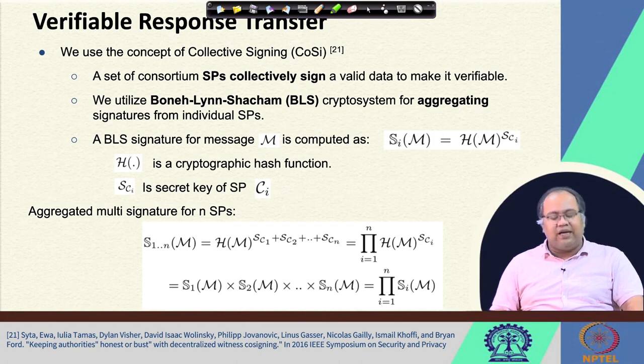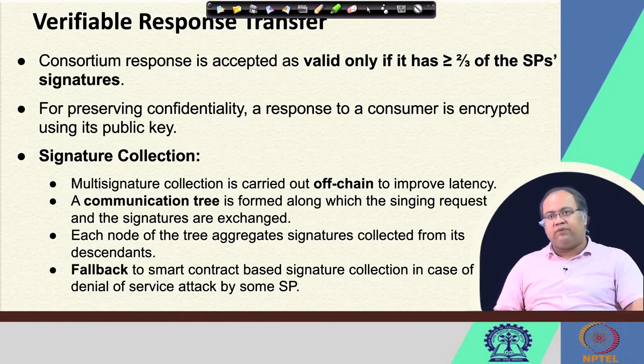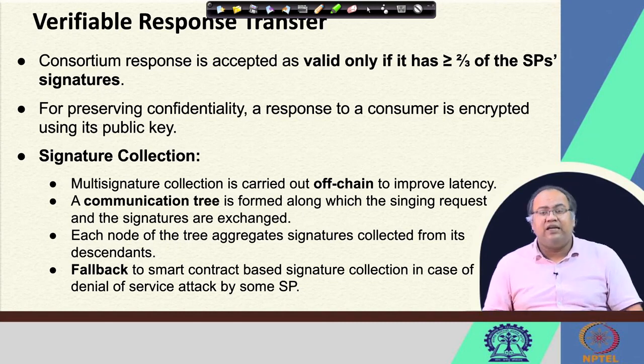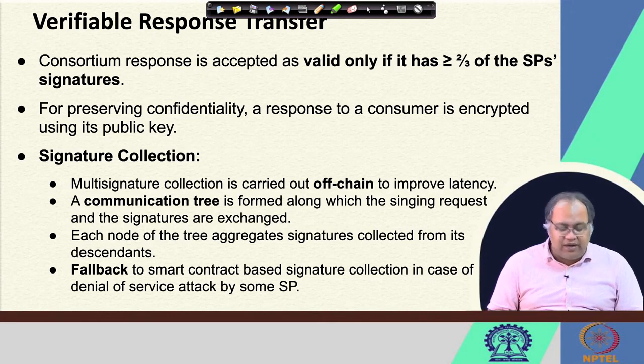So, that way we generate a multi-signature out of it, and the consortium response is accepted as valid only when you again have a 2/3 quorum on the service provider signatures. We have seen earlier that COSI actually emulates the behavior of PBFT. So with this 2/3 quorum on COSI, we can also ensure correctness against Byzantine faulty behavior.